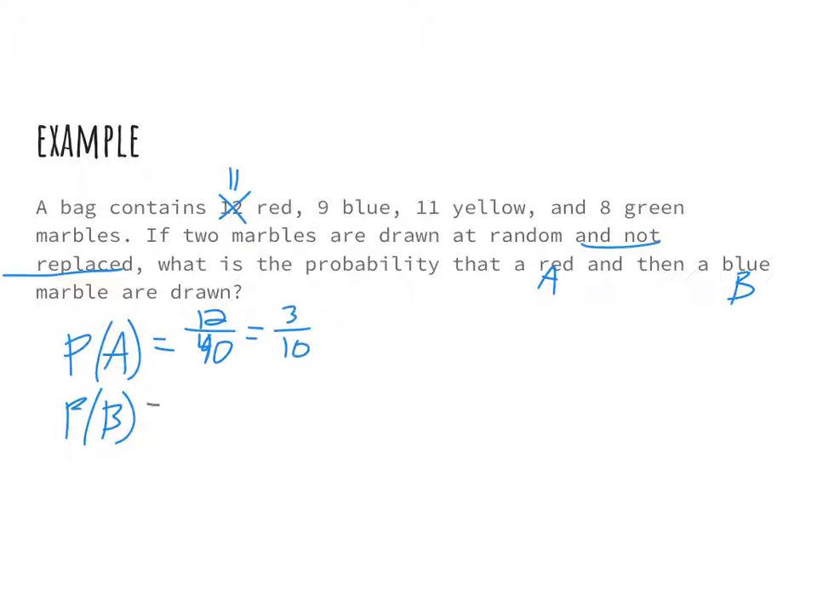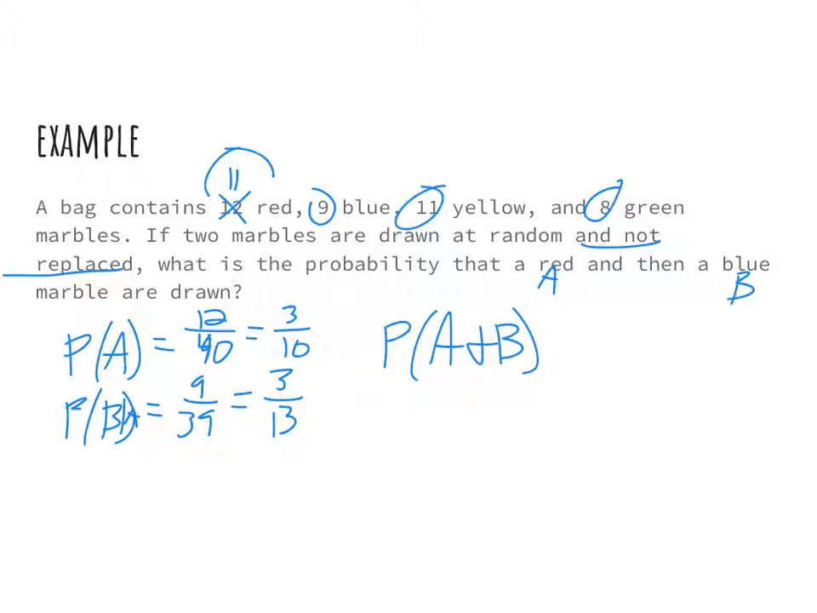When we're finding the probability of B, given that A has already happened, there are 9 blue ones. But now, if you add 11, 9, 11, and 8 together, there are only 39 marbles left because we took that one out. We can still simplify that down. We can take a 3 out of both, so we get 3/13. Now the probability that A and B happen, we take these two probabilities and we multiply them together. So the probability that we choose a red and then a blue is 9/130.